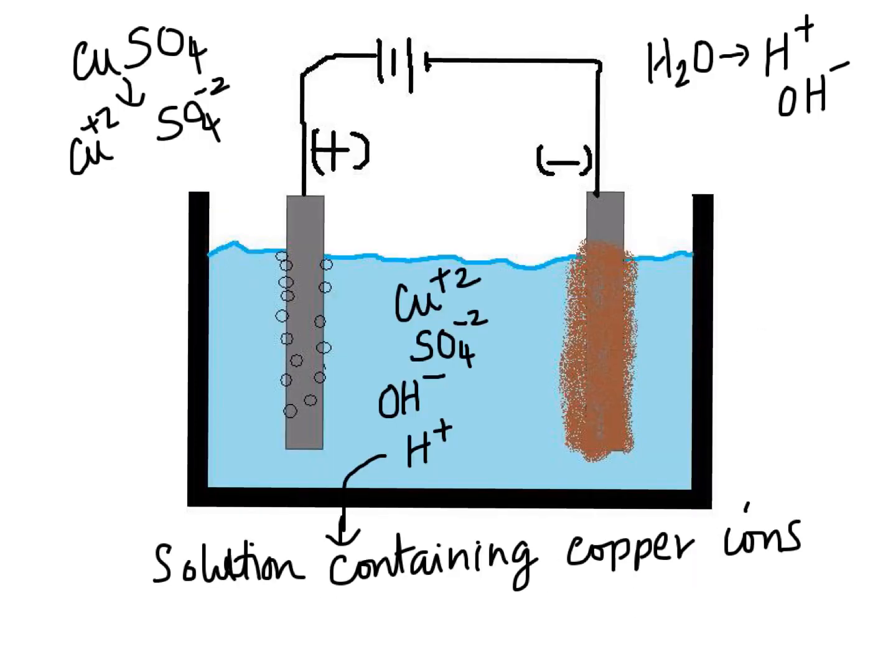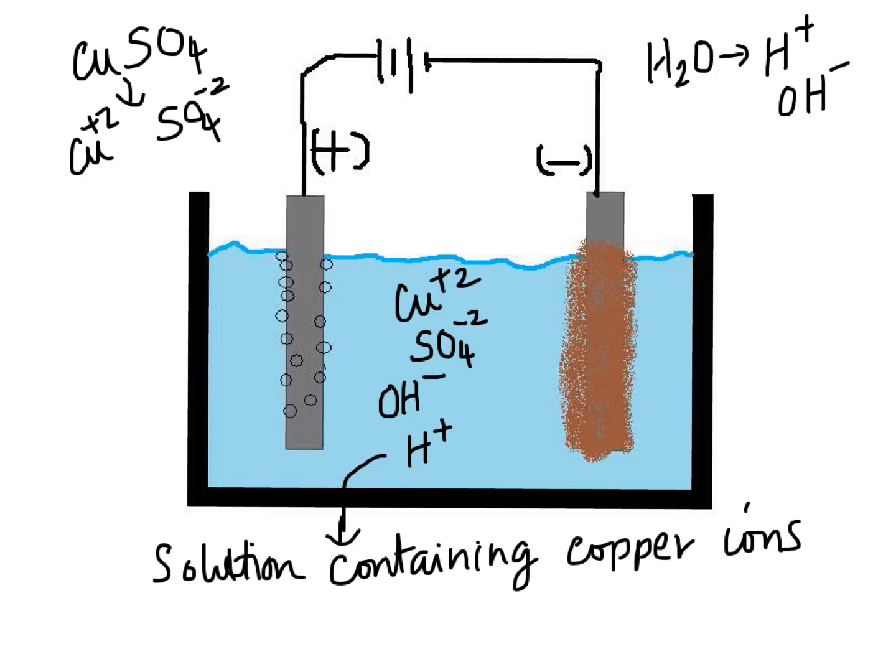Another way of extracting copper from the solution is by electrolysis. As you can see here, these two rods are just carbon electrodes dipped in a solution containing copper ions. And as you have a solution of copper sulfate, what you can also expect are other ions such as OH minus ions and H plus ions. Water produces H plus and OH minus ions. Remember, for the C1 AQA exam, you don't need to know all of this, but all you need is a general understanding of how electrolysis works.